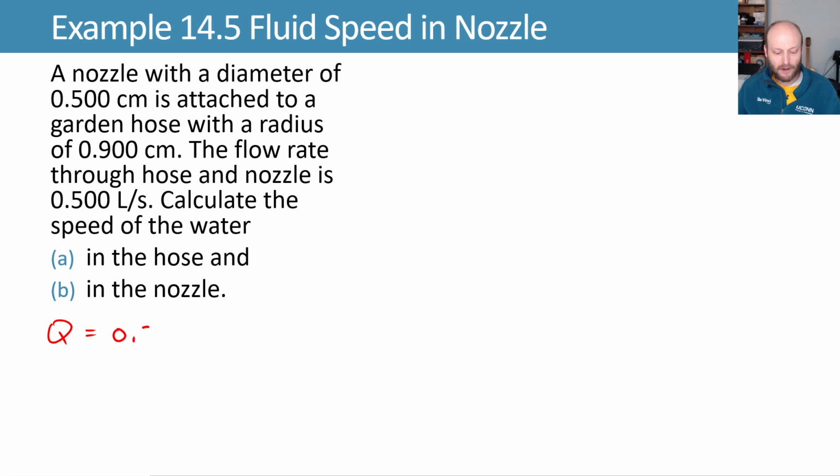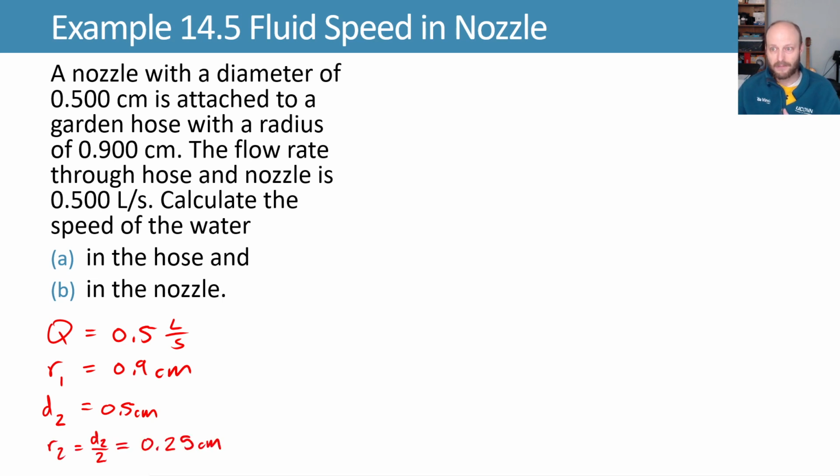That's a volumetric flow rate because it's a volume per time. Our diameter, actually we have a radius of the garden hose. It's interesting. Normally you're given diameters of hoses, but here we have a radius of 0.9 centimeters and a diameter of the nozzle of 0.5 centimeters. If I want to get the radius of that nozzle, then that's half the diameter, 0.25 centimeters.